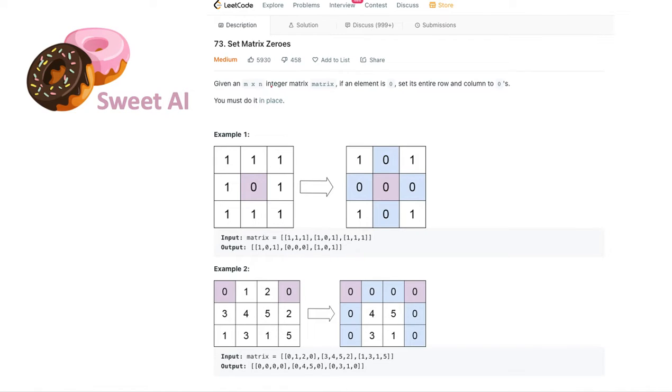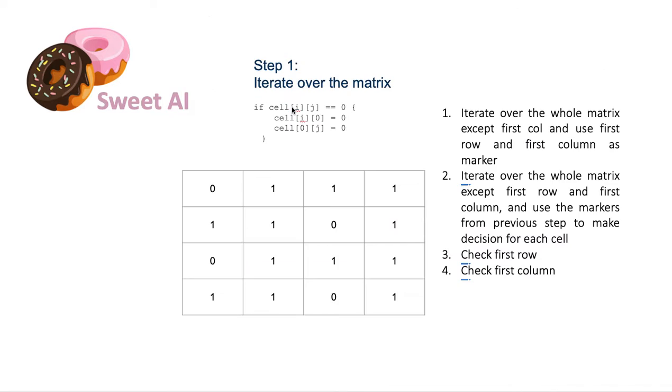But what we are going to do here is do it in place, which means we cannot use extra space, and we should do it in constant space complexity. So let's see how we can do this.